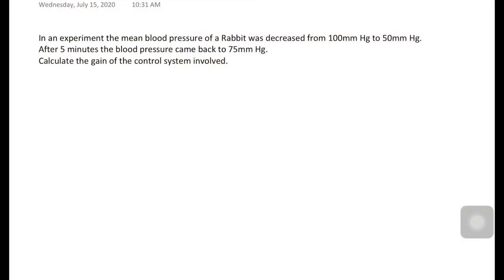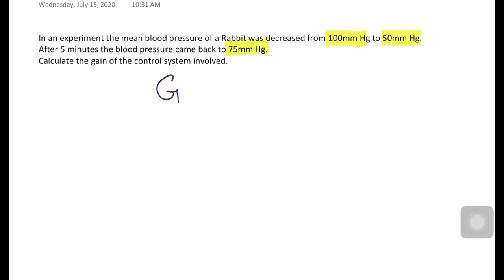Let's solve this question. In an experiment, the mean blood pressure of a rabbit was decreased from 100 millimeters of mercury to 50 millimeters of mercury. After 5 minutes, the blood pressure came back to 75 millimeters of mercury. Calculate the gain of the control system involved.